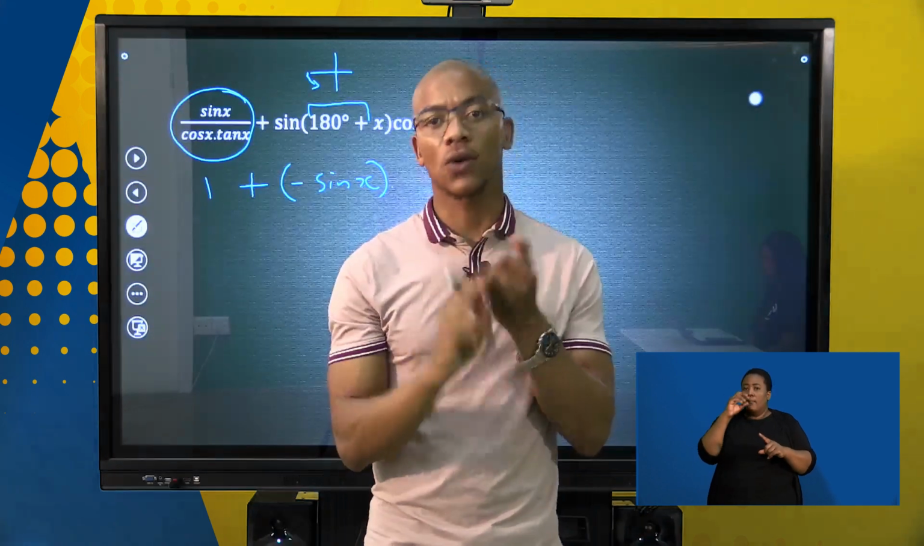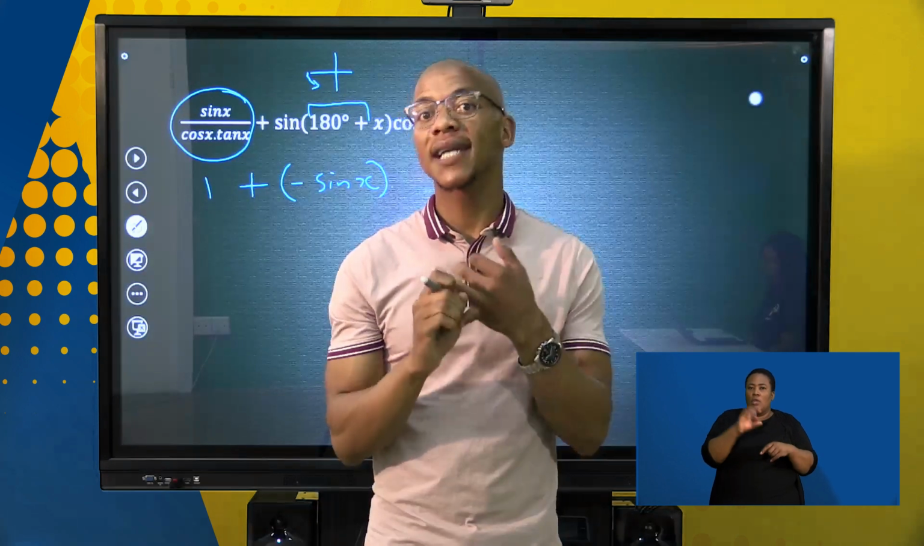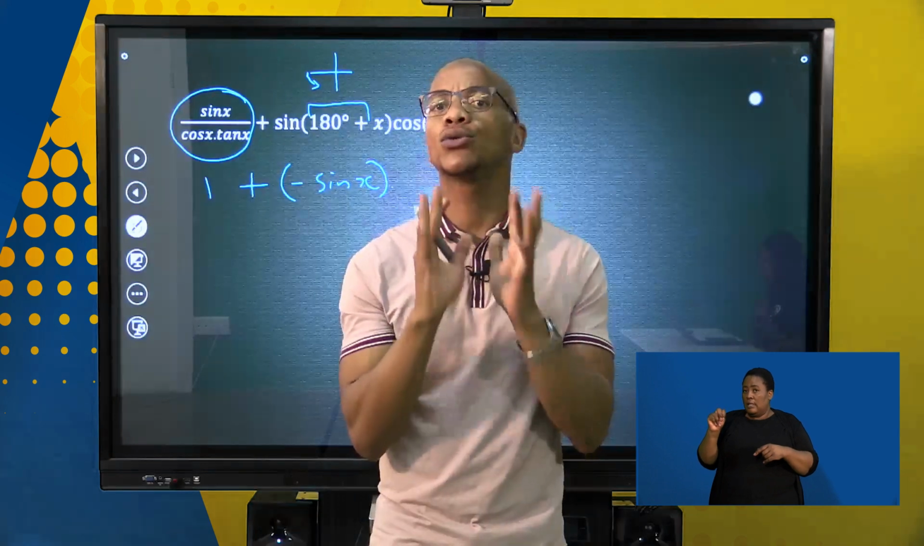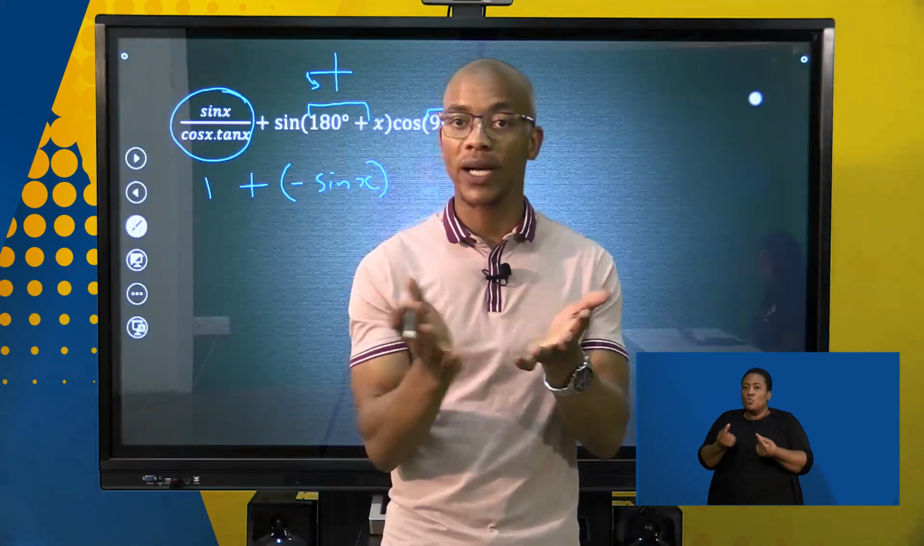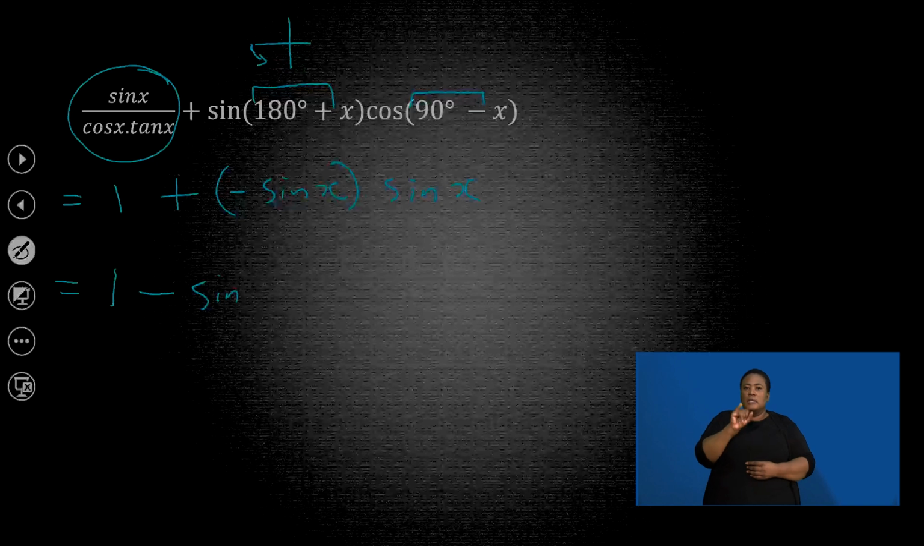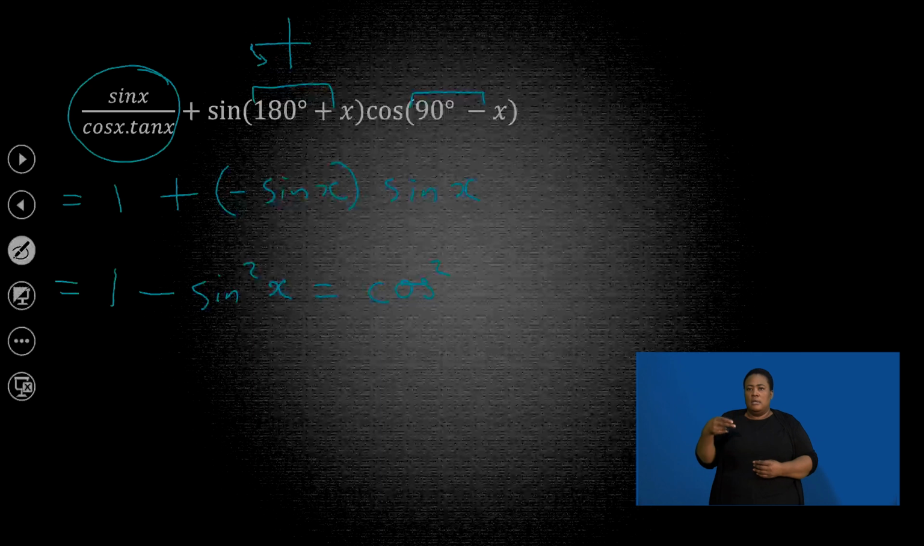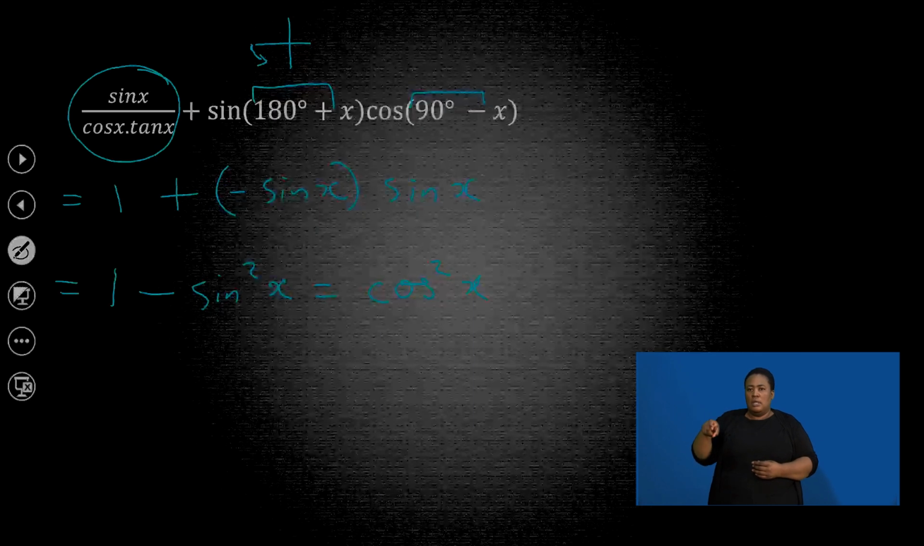So let's just remind ourselves. The co-function of sine is cos, the co-function of cos is sine, and the co-function of tan is cot. But we hardly give you the co-function of tan because we don't do cot when we get to grade 12. So this means this will actually be sine of x. And therefore, this will then be equal to 1 minus sine squared x. And this becomes cos squared x as our answer.